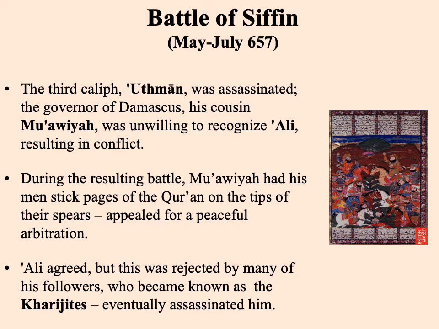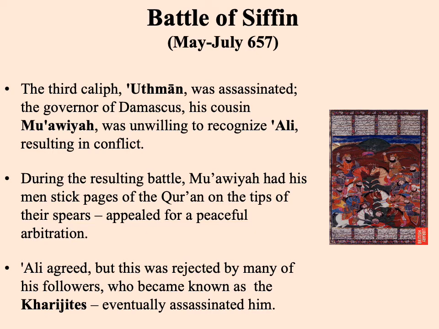So the third caliph, Uthman, had been assassinated, and one of the individuals he had appointed from his clan, the Umayyad clan, was his cousin Muawiyah as the governor of Damascus. And remember, under the old tribal system, old habits die hard, Muawiyah feels a tremendous responsibility to avenge the death of his cousin Uthman. And so he basically indicates to Ali that he will only recognize him as the caliph if he turns over those individuals he deems responsible for the assassination of his cousin.